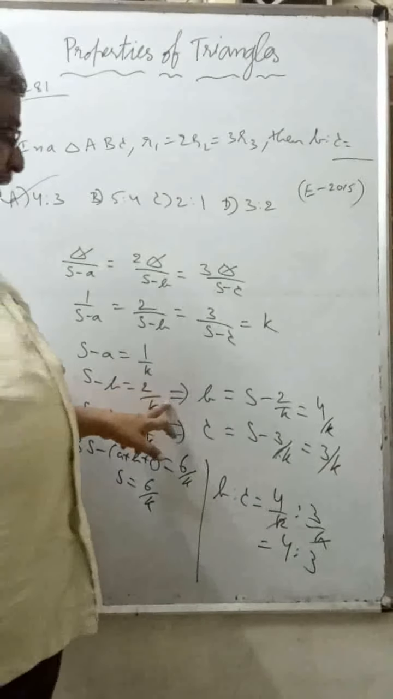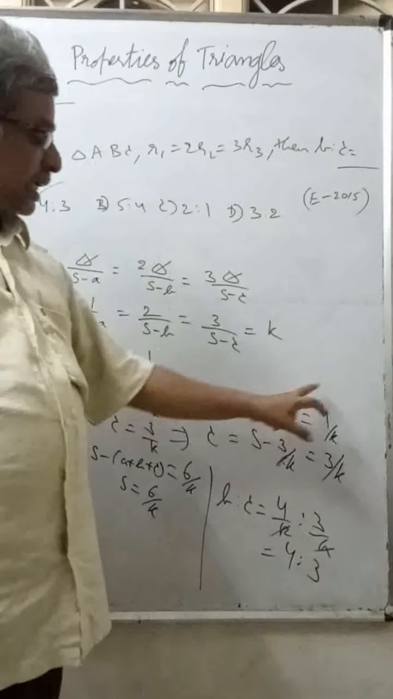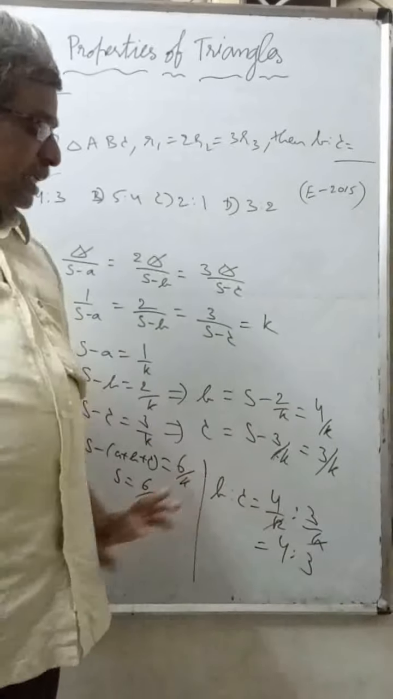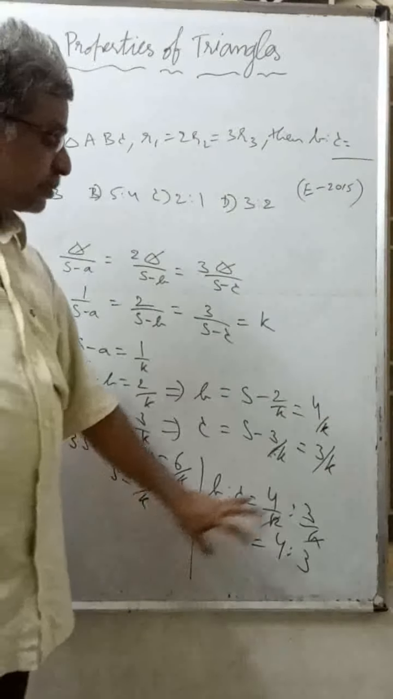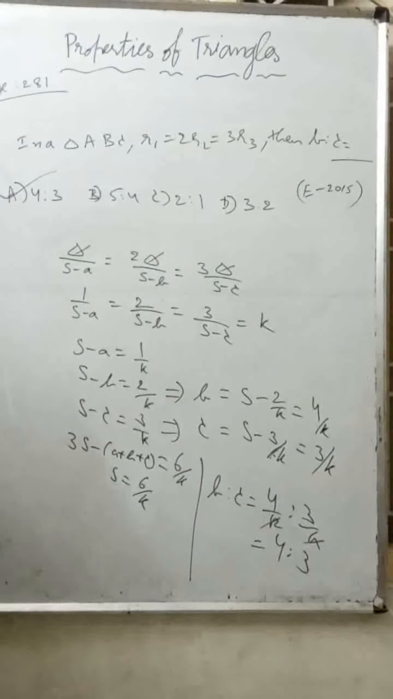I am substituting here. So B equal to S minus 2 by k. S is 6 by k, 6 minus 2, 4 by k. Like C is equal to S minus 3 by k, 6 minus 3, 3 by k. So B is to C is ratio of these two. 4 by k is to 3 by k becomes 4 is to 3.